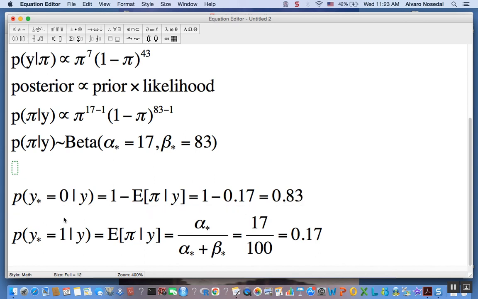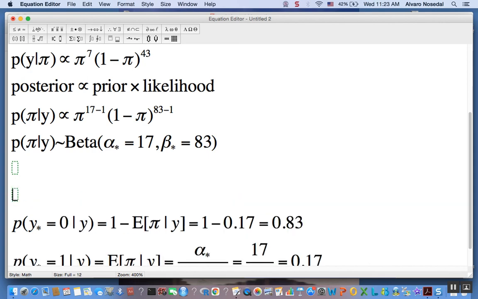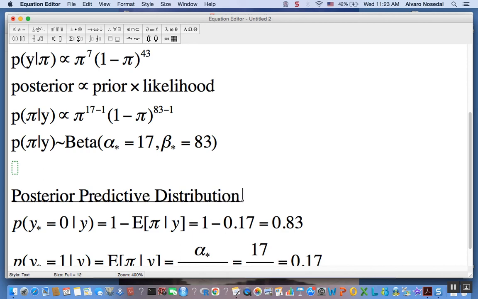And clearly these two guys form a legit probability distribution. So this is what we refer to as the posterior predictive distribution.